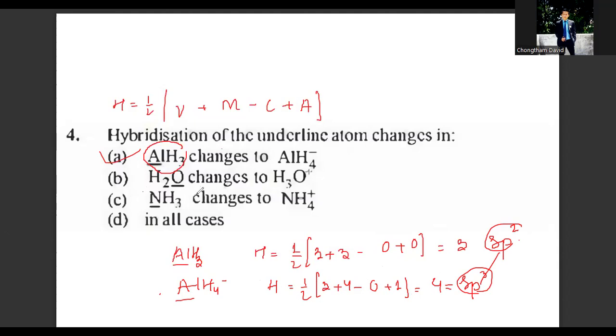For water, we come to know that it is sp3, and hydronium is the same, sp3, because this cation would neutralize with this hydrogen, and the same thing, this cation also neutralizes with this hydrogen, and in all these cases the hybridization does not change, so it is not the correct answer. So A would be the answer for question number 4.